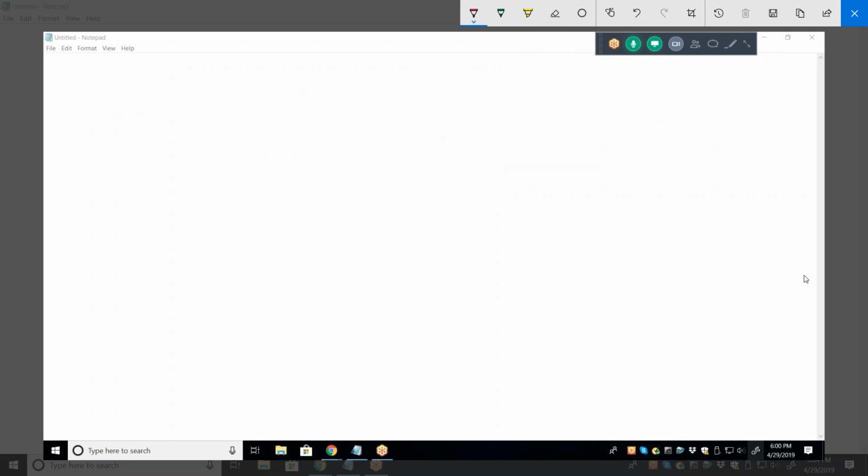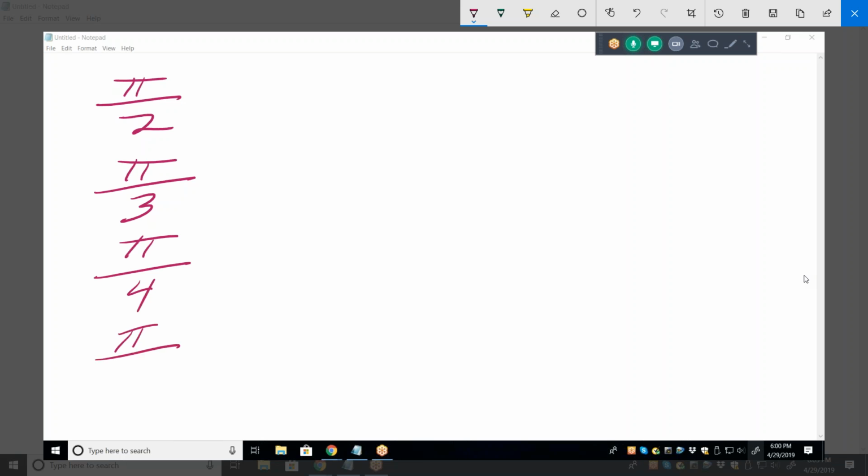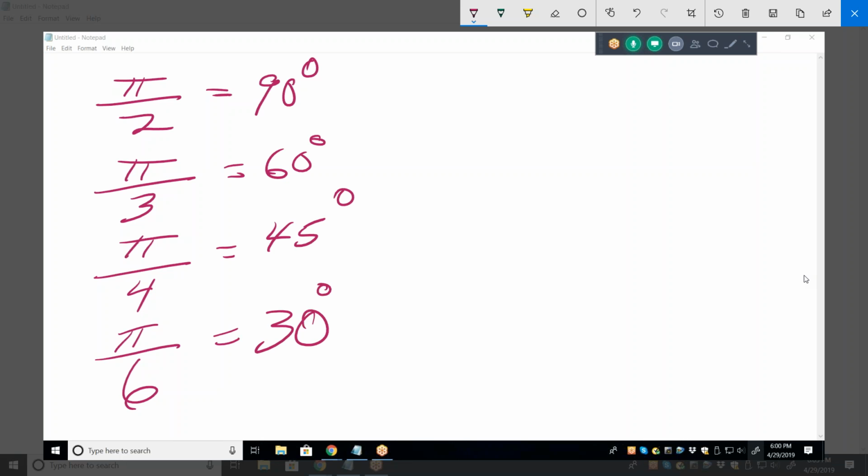Now, there's a few that you want to memorize, and let me show you a really easy way to memorize them. The most important ones are these that I'm writing in there right now. That's equal to 90 degrees. That's equal to 60 degrees. That's equal to 45 degrees. And that's equal to 30 degrees. How did I do that so fast? Notice that the denominator on the left multiplies by the answer to give you 180.